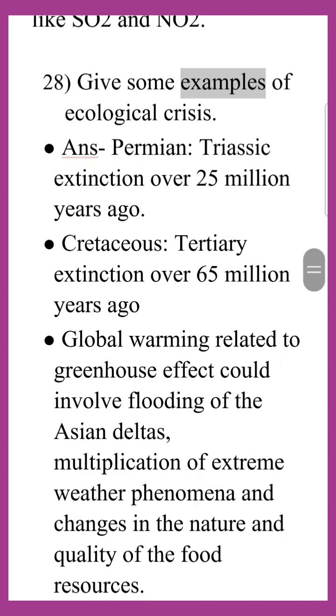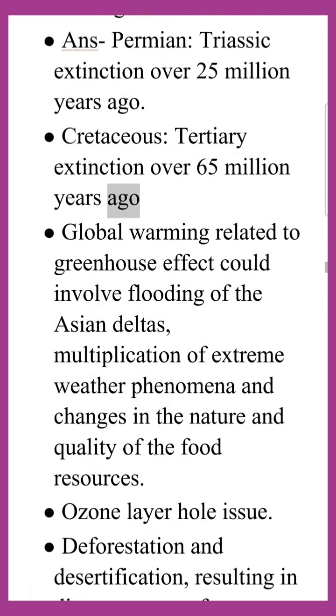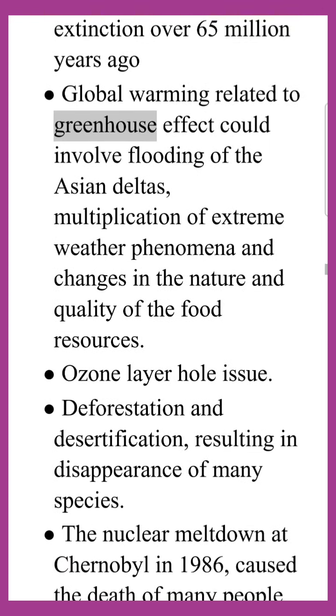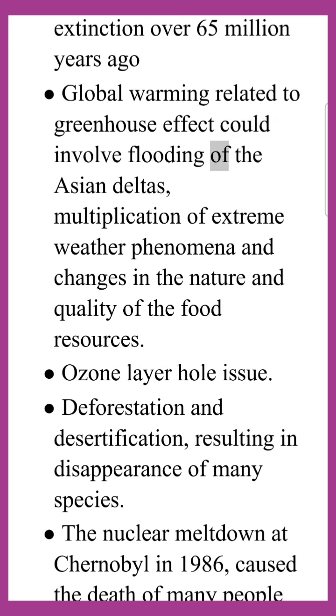Give some examples of ecological crisis. Permian, Triassic extinction over 250 million years ago. Cretaceous, Tertiary extinction over 65 million years ago. Global warming related to greenhouse effect could involve flooding of the Asian deltas, multiplication of extreme weather phenomena, and changes in the nature and quality of the food resources.